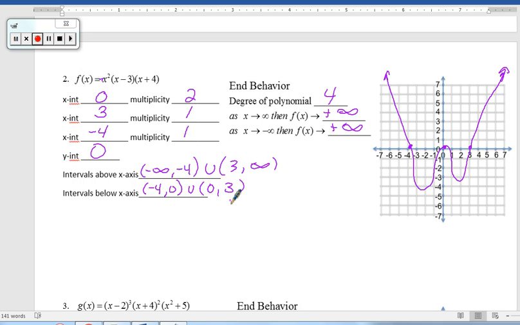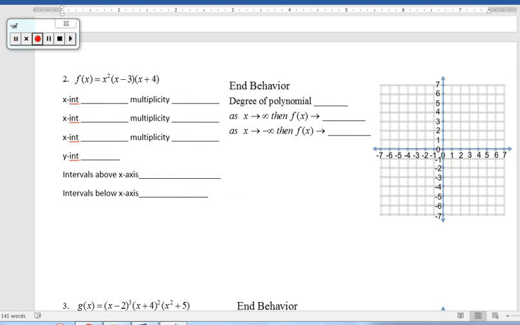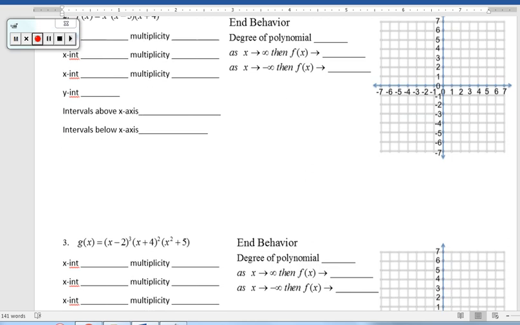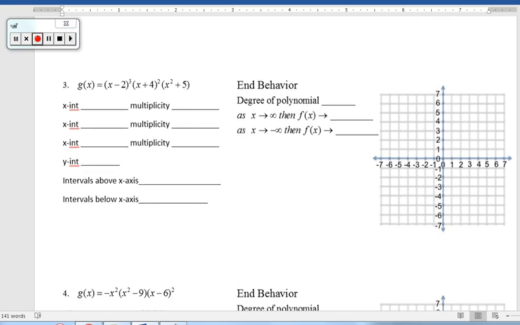Okay, let's look at example number 3. So for example number 3, we have g of x here. We're going to start with the zeros. I can see that I have a 0 at 2 with a multiplicity of 3. I have another one at negative 4 with a multiplicity of 2. And then we have this guy looking a little strange.